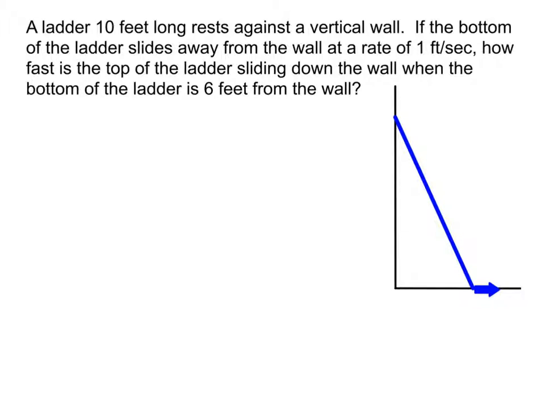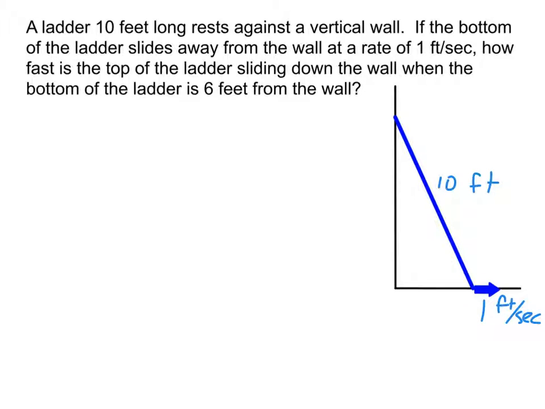So the first number I have in my problem is the 10 feet. That 10 feet has to go somewhere. Now, it's the ladder, which of course is whatever's leaning against the wall. So that's my 10 feet right there. The bottom of the ladder slides away from the wall at a rate of 1 foot per second. So that's how fast that arrow is moving. That's 1 foot per second down there.